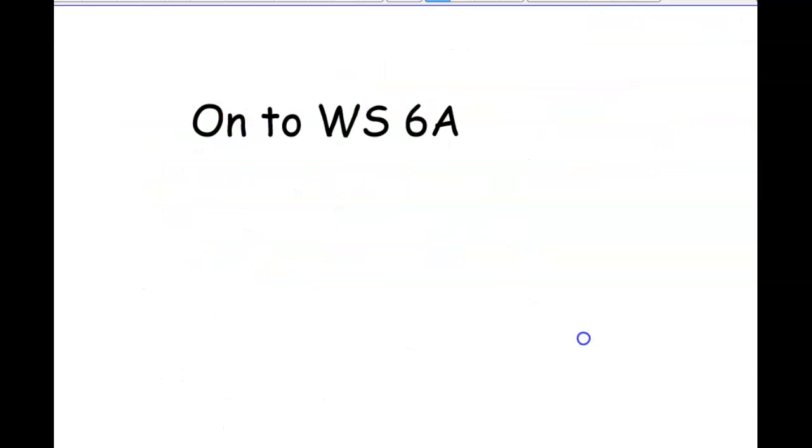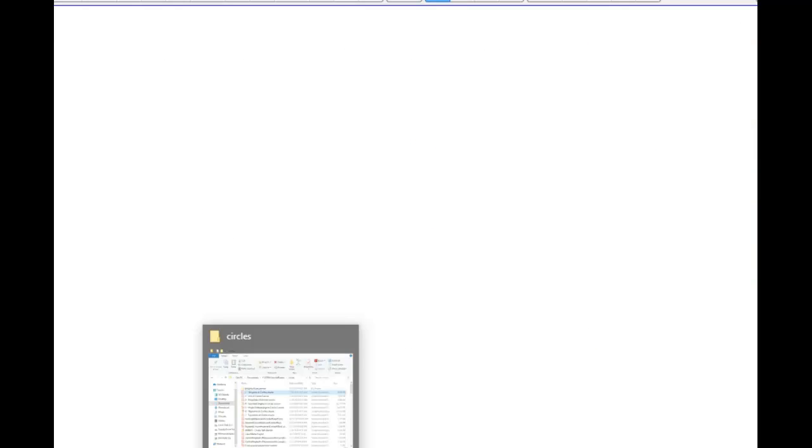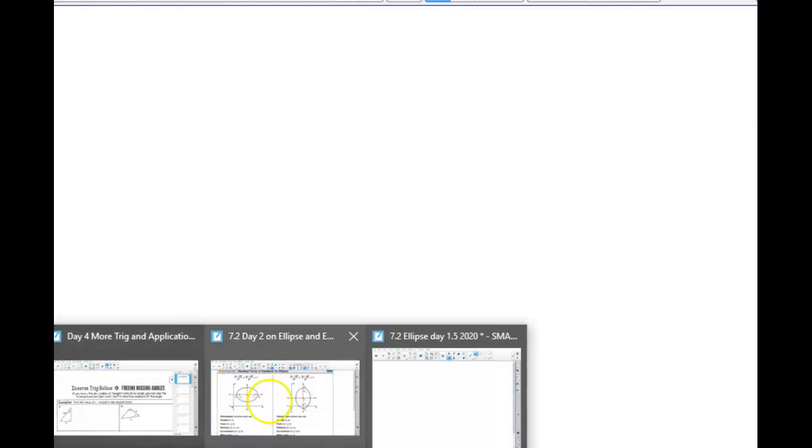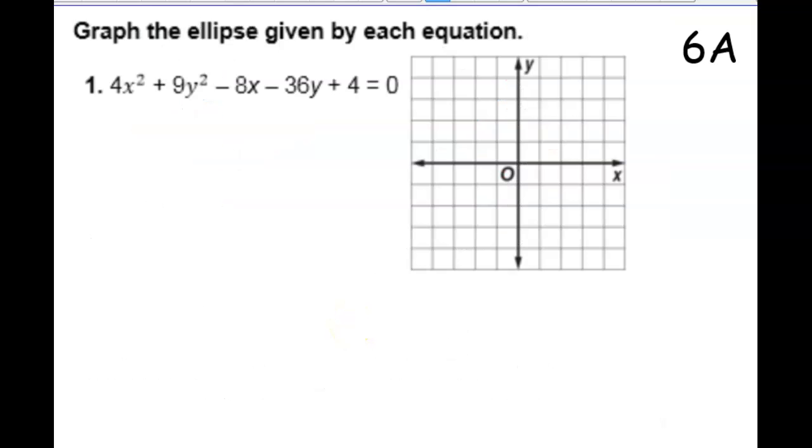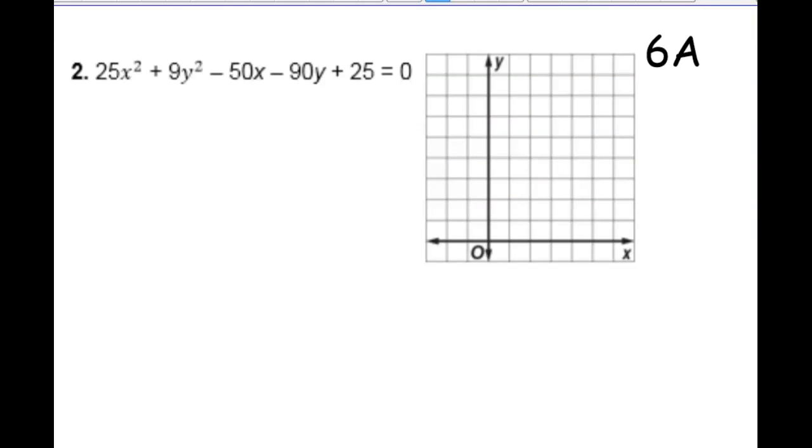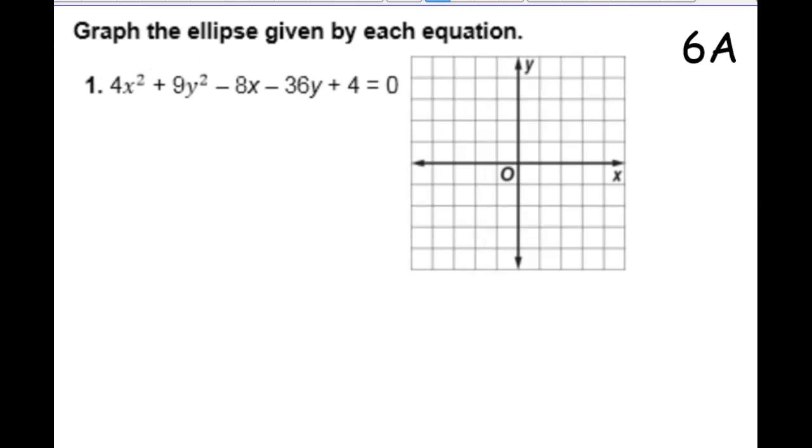All right. Quickly turn to page 6A, please. And I don't think we have time to do both, so would you rather do number 1 or number 2? Anybody care? You want to do 1? Okay.